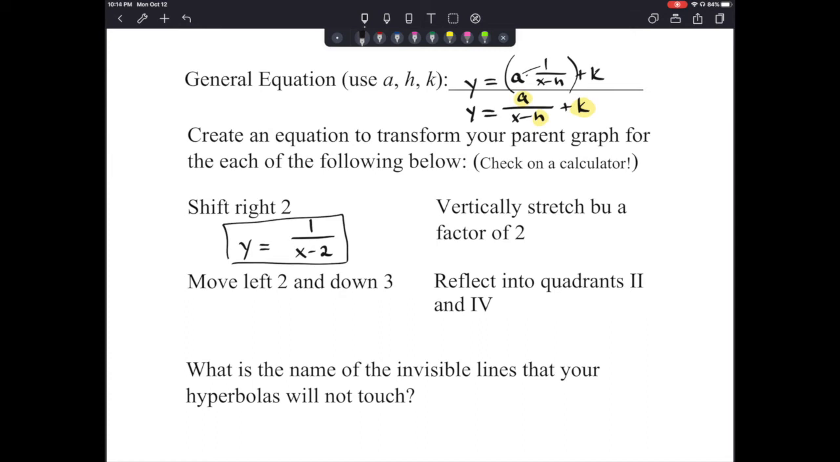Let's look at the one beside it. It says vertically stretched by a factor of 2. So we're just going to say y is equal to 2 over x.